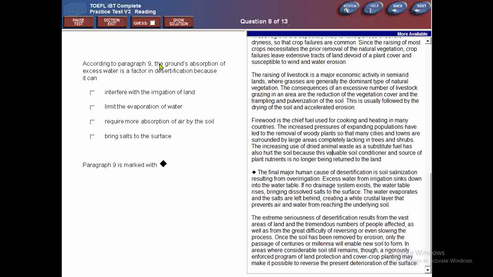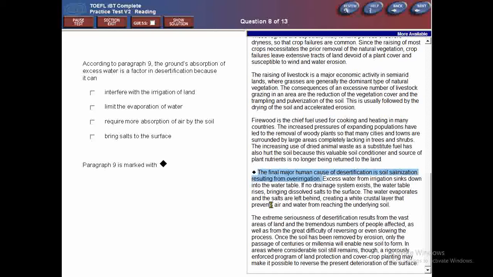So what are our question's keywords? Ground absorption of excess water is a factor in desertification. Okay, we have already known that the loss of water absorption is a factor of desertification. Here it is also mentioned that ground absorption of excess water is a factor of desertification, and for which cause and how. So we will read the final major human cause of desertification, also soil salinization resulting from over irrigation.